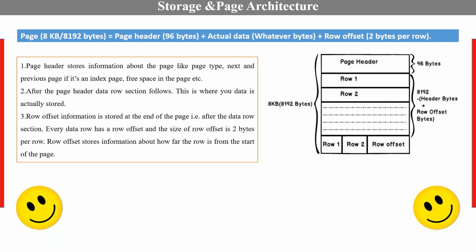Yes, every page will have 8 KB. Out of 8 KB, 96 bytes will be allocated to the page header and 2 bytes to the page footer, and the remaining rest of the space will be for the data rows, meaning whatever data you are trying to insert. For example, one, Kiran, 5,000. So this is how your data will be inserted. Two, Raju, 10,000. So this is how your data will be stored in the pages, row by row.